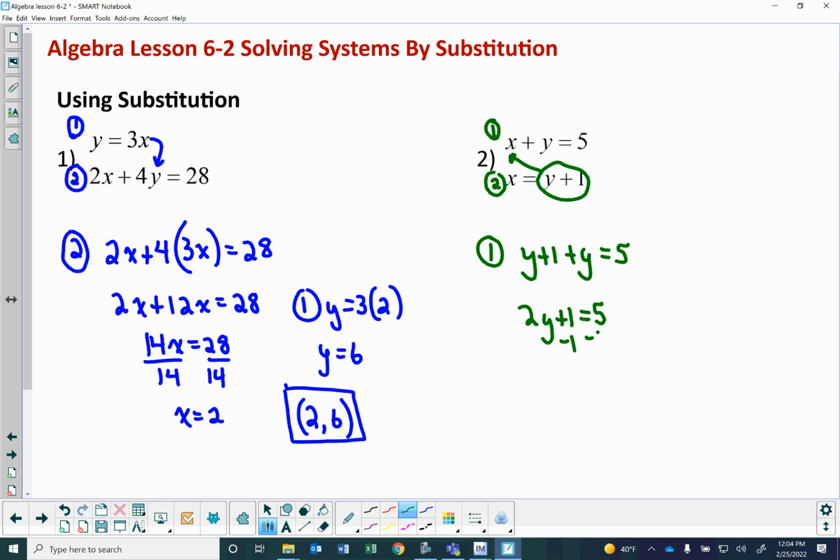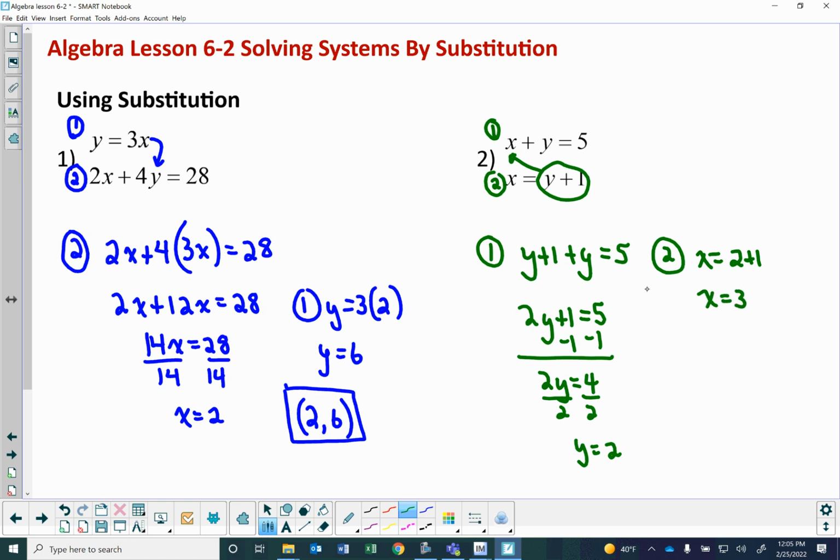Subtract 1. 2y is equal to 4. Divide by 2. Y is equal to 2. I know that y is equal to 2. In equation 2, I know that x is equal to y plus 1, so x is going to be equal to y, which is 2, plus 1. So that means that x is equal to 3.